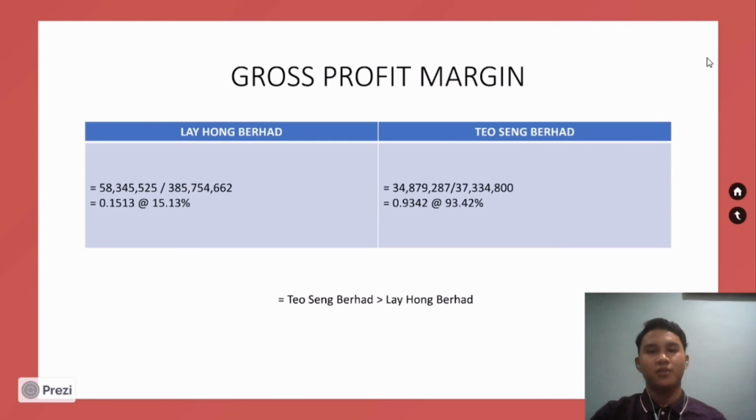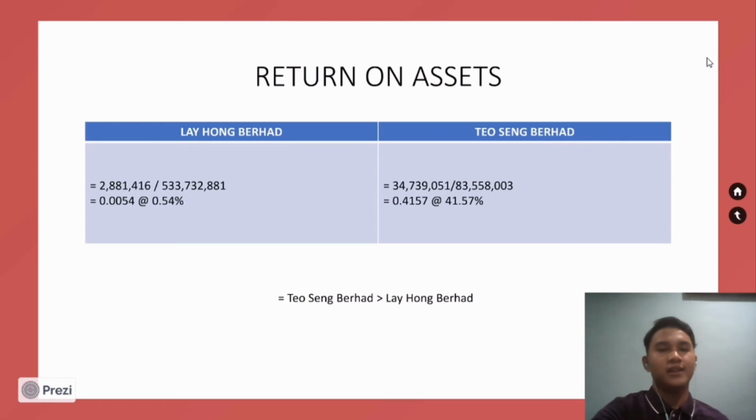Secondly, gross profit margin. The formula for this calculation is gross profit divided by sales, same as the net profit margin above. Teoseng Capital Berhad has a greater gross profit margin, which is 93.42%, better than Lai Hong Berhad with 15.13%.